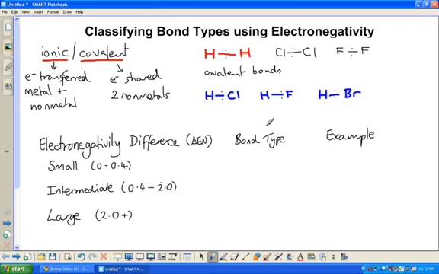Now, why is that? Well, the reason is actually this one word right here. This word called electronegativity. This is an important word. Electronegativity, it's a measure of how strongly an atom pulls electrons towards itself.